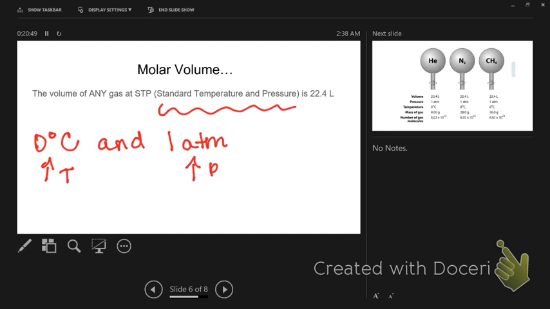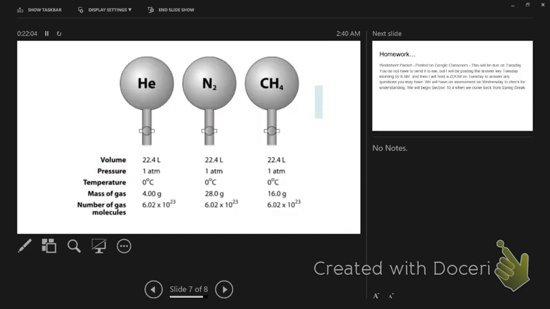Okay, now it does not matter what kind of gas you're talking about. It doesn't matter if you're talking about carbon dioxide, if you're talking about hydrogen gas, if you're talking about oxygen gas, if you're talking about neon, if you're talking about nitrogen. It does not matter. That has a volume of 22.4 liters at STP, okay?